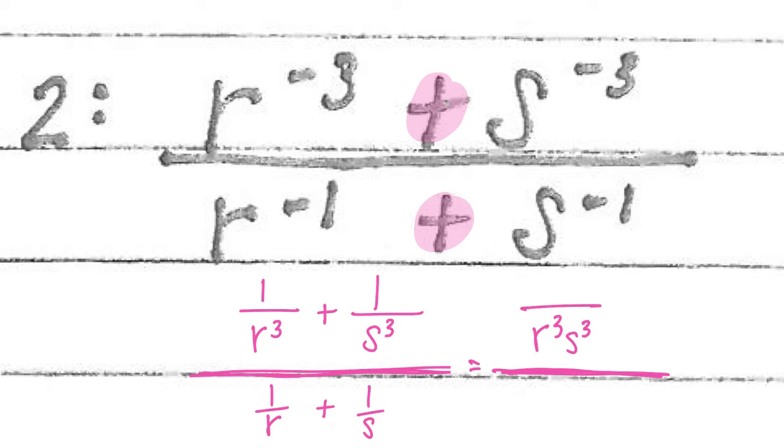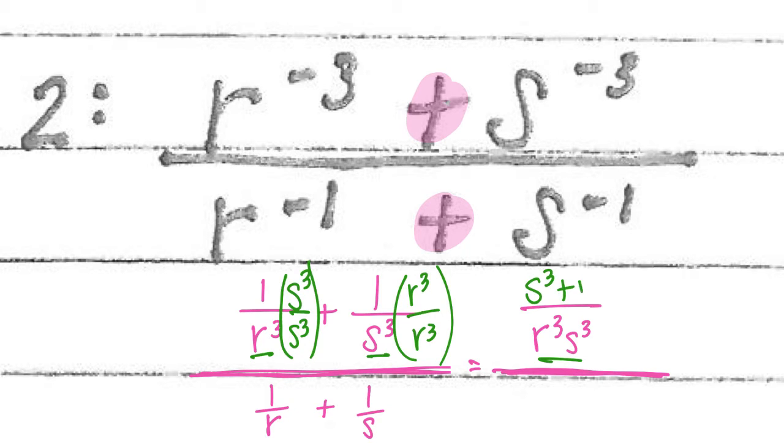So what would I have to multiply r cubed by to get to r cubed s cubed? S cubed over s cubed. So when I multiply s cubed over s cubed, that's just multiplying by 1. And on the bottom, I have to multiply s cubed by r cubed over r cubed. So on the top, I have s cubed plus r cubed all over r cubed s cubed. On the bottom, the common denominator is rs. I would have to multiply this by s over s, and this one by r over r. Again, I can multiply anything through by 1 and not change its value.